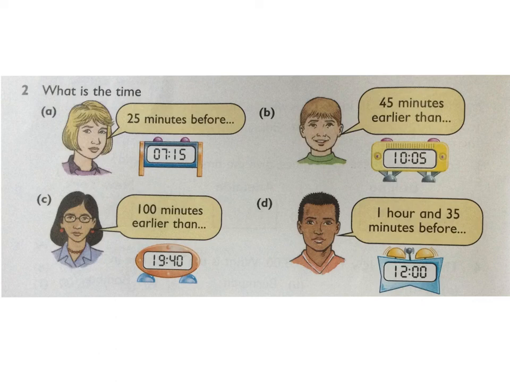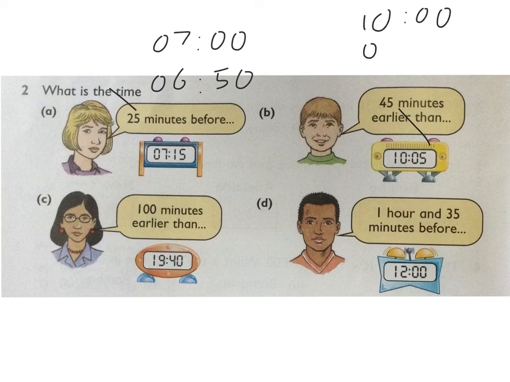Okay, so the first one is 25 minutes before 7:15. You think 25 is a 15 to 10, so go back 15 to 07, then take away your 10, so your answer is 06:50. The next one, 45 minutes earlier. You've got a 5 already, so take off the 5, which brings you to 10. Then take off the 40, 9:20.